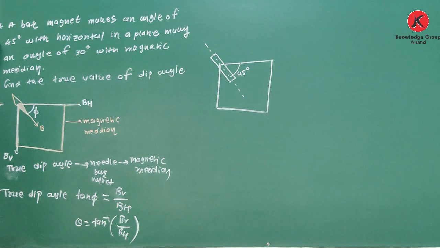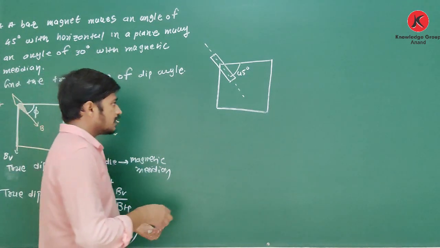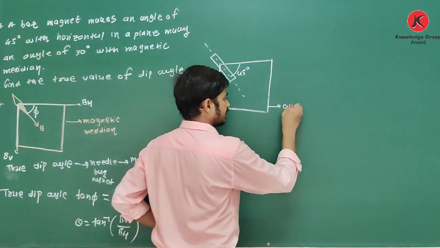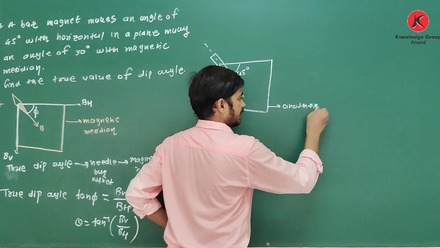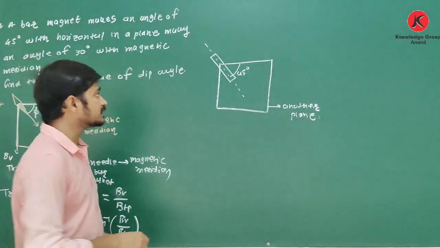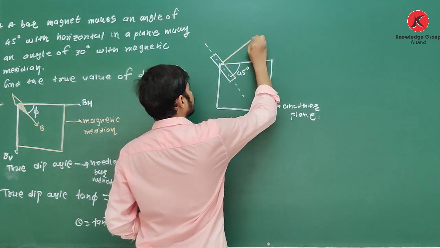A bar magnet makes an angle of 45 degree with horizontal in a plane, making an angle of 30 degree with the magnetic meridian. It is not the magnetic meridian; it is another plane. Okay. Where is the magnetic meridian? The magnetic meridian is like this.